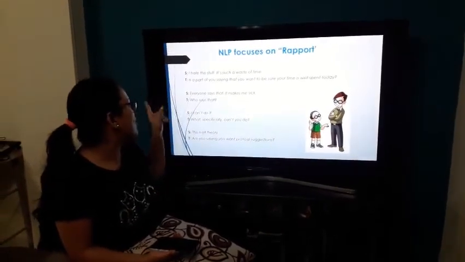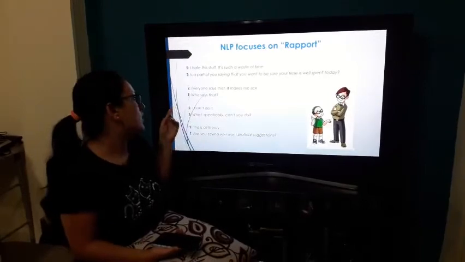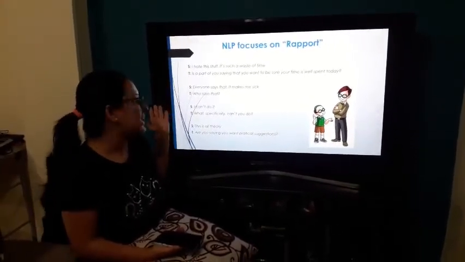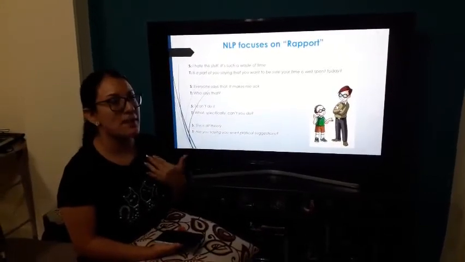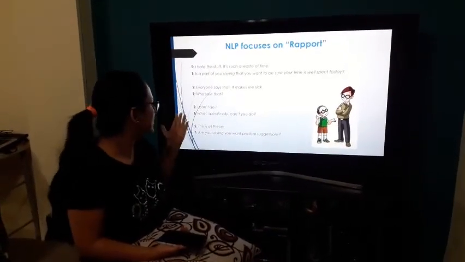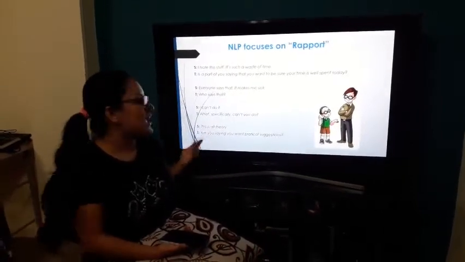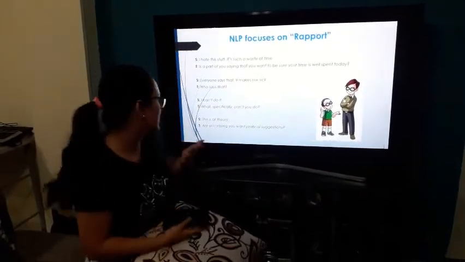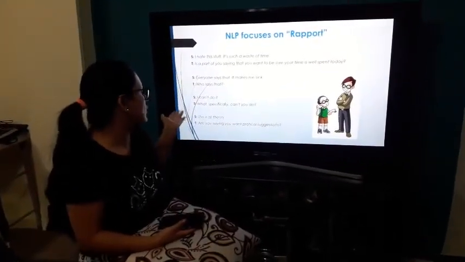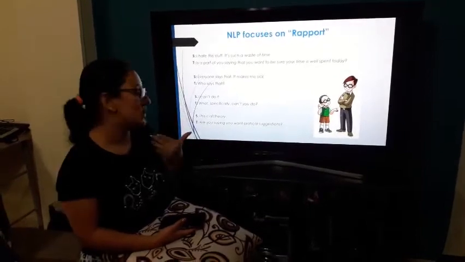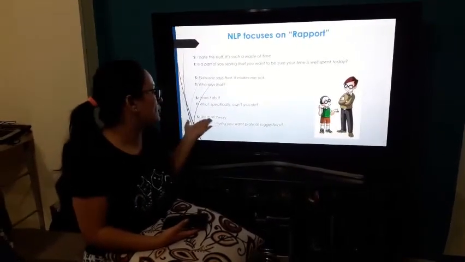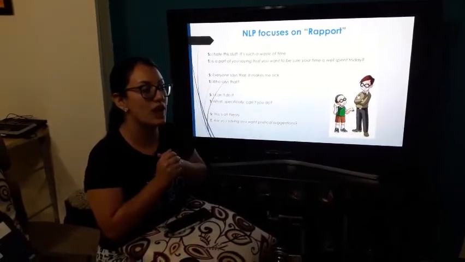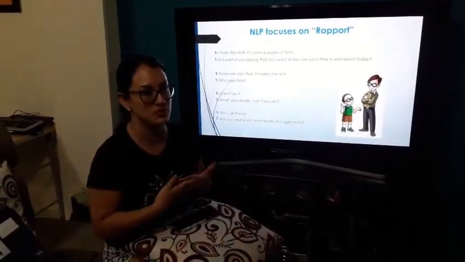Another example can be, everyone says that, it makes me sick. And you can respond, who says that? The other is, I can do it. You as teacher might respond, what specifically can you do? And you can explain what the student can understand. And finally, this is all theory. And we must say, are you saying you want practical suggestions? So you have to be concerned about what the student wants.